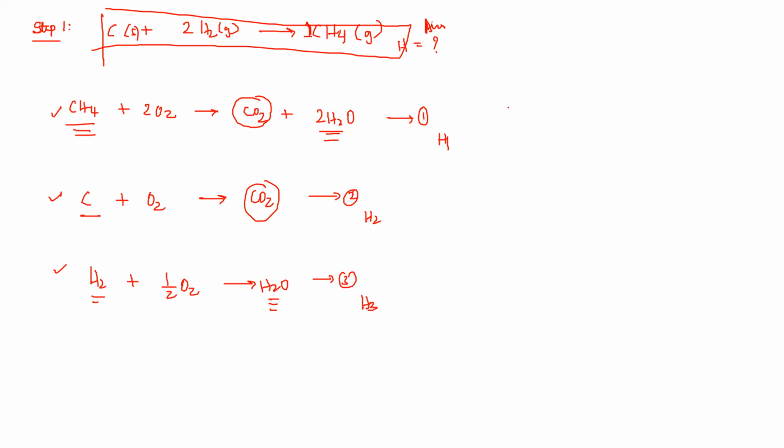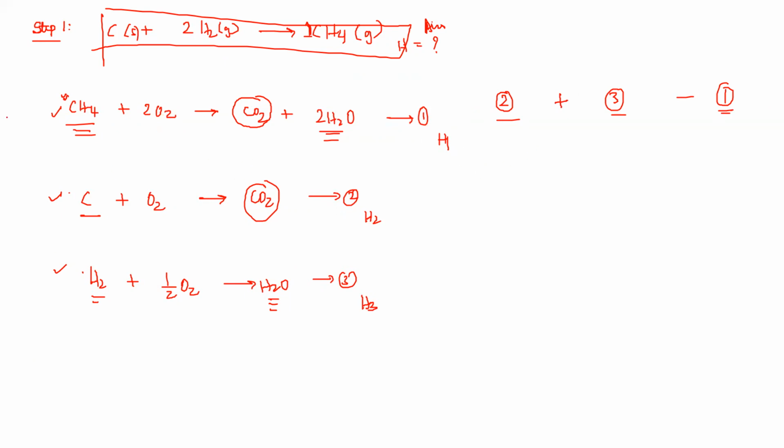Remember that whatever we do, we could multiply something or divide something, but this has to be followed. We can only add equation number 2 and 3, and we can only subtract 1. Why? Because we need carbon and hydrogen towards the LHS while we need methane towards the RHS. So in order to take methane towards the RHS, we'll have to subtract equation number 1.